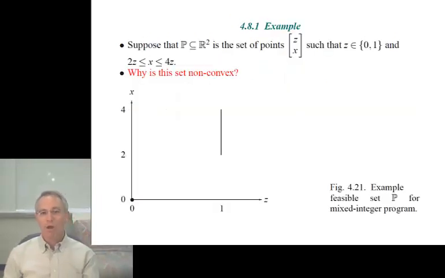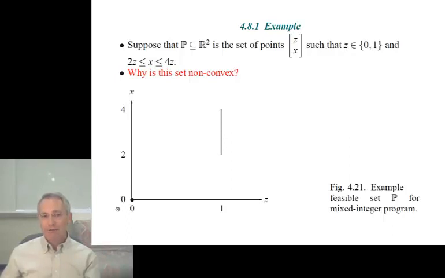Here's an example of a feasible set involving both integer and continuous variables. Set P is the set of points z, x, such that z is in {0, 1}, and such that 2 times z is less than or equal to x is less than or equal to 4 times z. When z is 0, this requires x to be 0. That's the dot, the bullet down at 0, 0. When z is 1, it requires x to lie between 2 and 4.